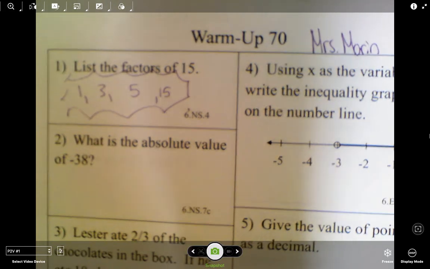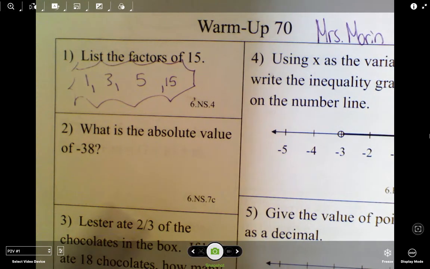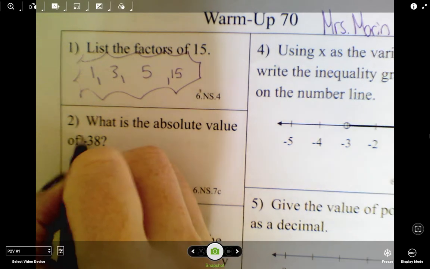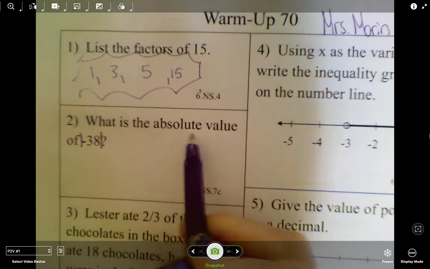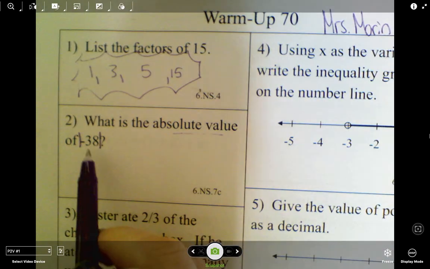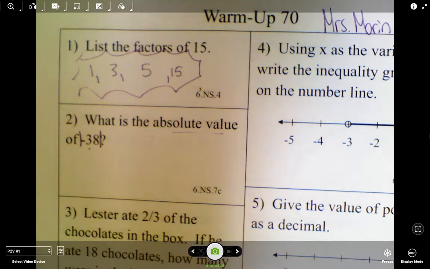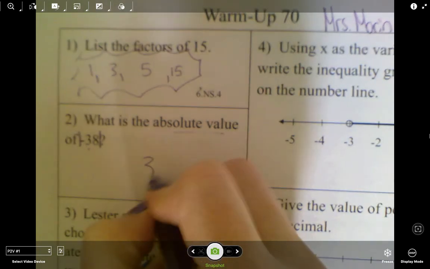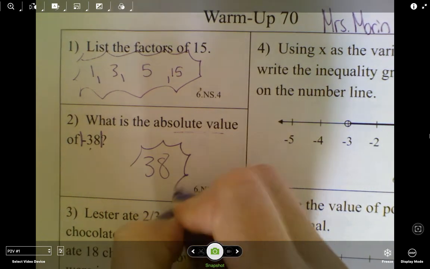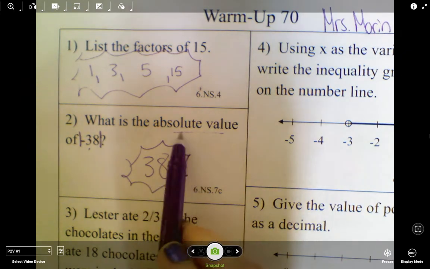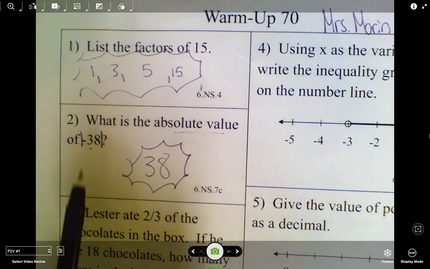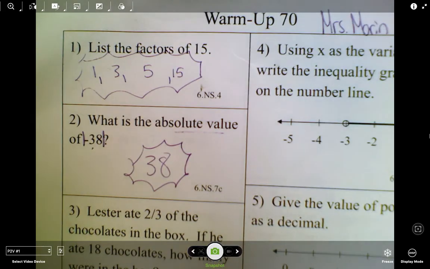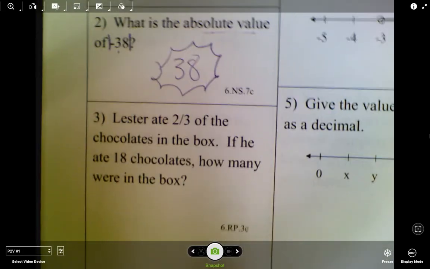Next one's pretty easy. What's the absolute value of negative 38? So remember, absolute value is when you have these two bars. They're asking what is the distance from 0. So you always take off the negative sign and it's just going to be 38. Because remember, they're just asking what's the distance from 0 when they say absolute value. So no matter what number is in there, it's going to be a positive number.